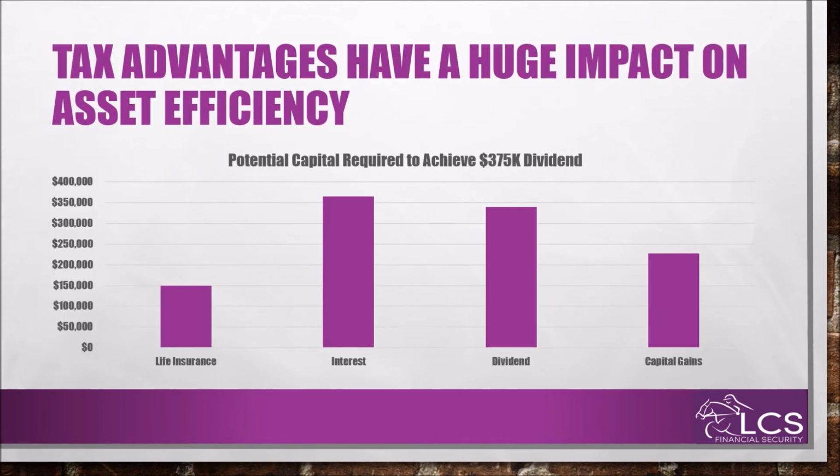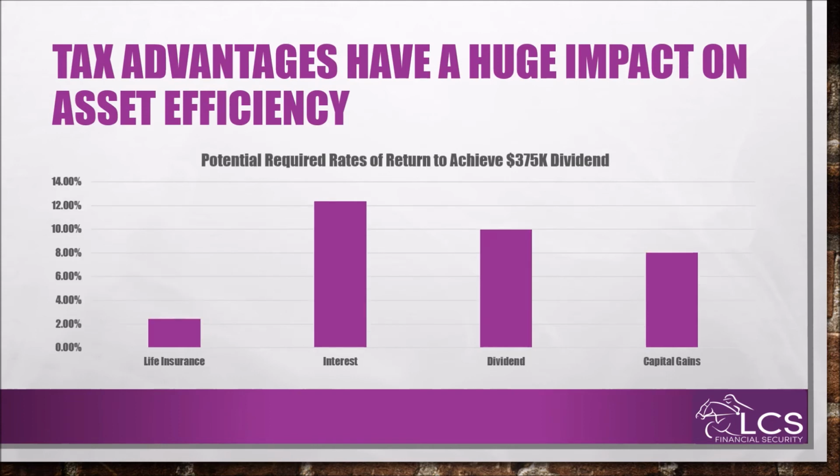Again, we're back to the tax advantage of life insurance versus various investments. For a potential capital required to achieve that $375,000 dividend, in life insurance we're looking at $150,000. With the investment, dividend, and capital gains options, we are looking at significantly more money. And again, the percentage to produce the same cash flow and net estate value as life insurance, other asset classes may require significantly more capital or higher rates of return.